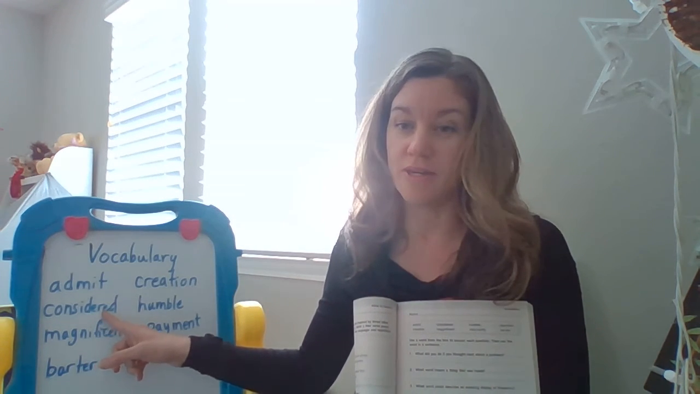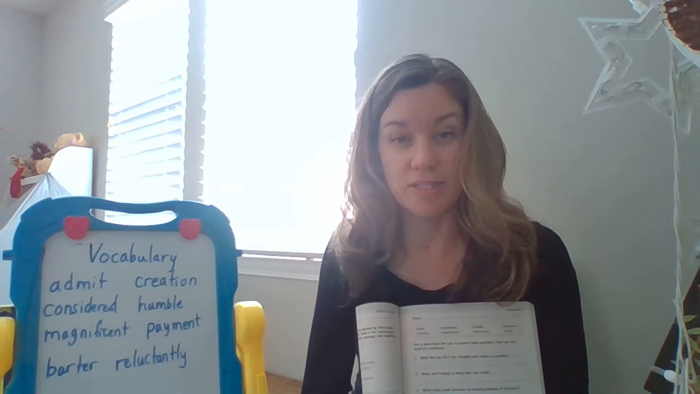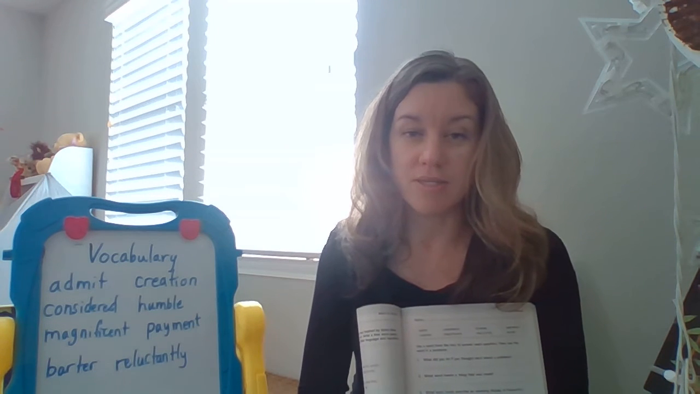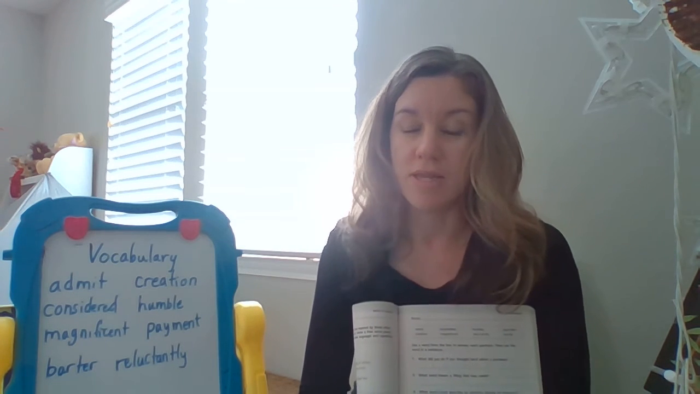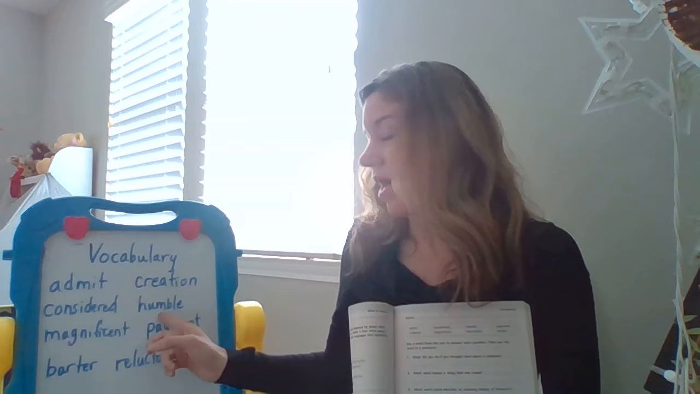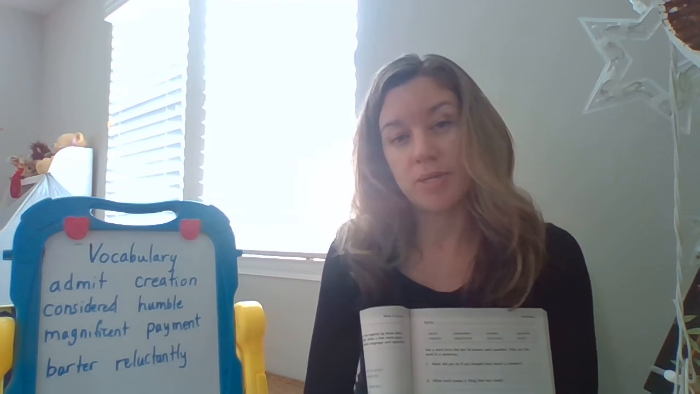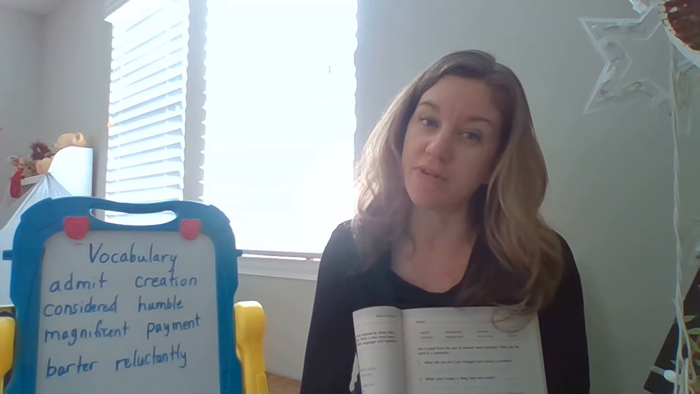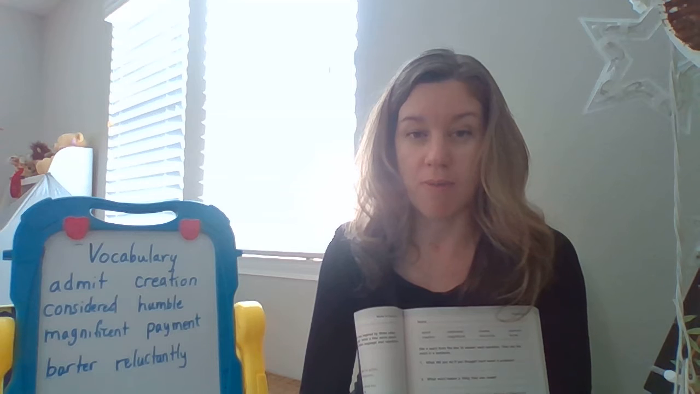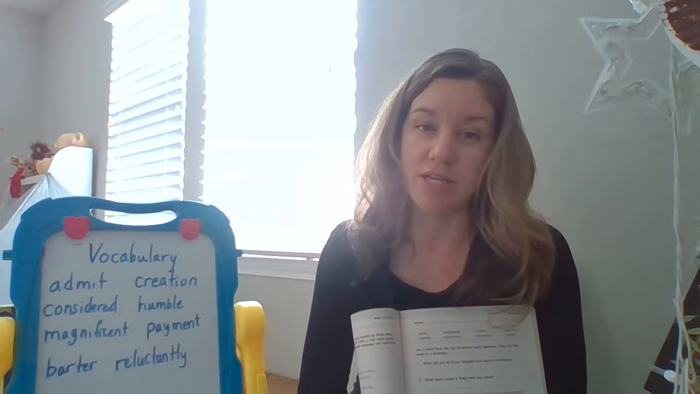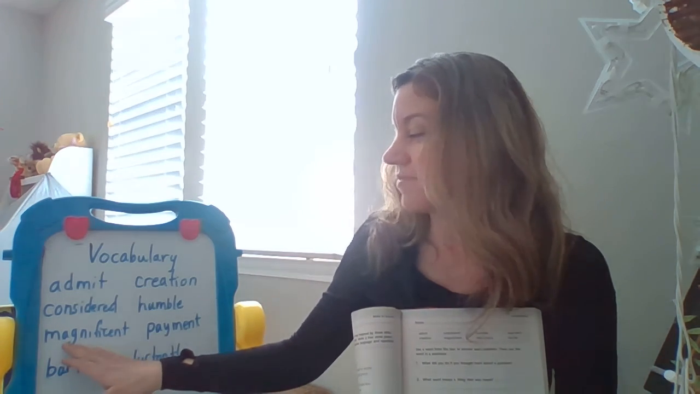The next word is considered. It's kind of a little easier to spot the root word here because we can just take off the ed ending of considered and we get consider. To consider something is to think carefully about something. So considered is the past tense of that verb, to think carefully. Humble. We talked in class about humble, meaning not proud or not thinking too highly of yourself. We said it's usually used for people, but sometimes you will see it used to describe objects that just don't attract a lot of attention to themselves. Same as people who choose not to attract too much attention to themselves.